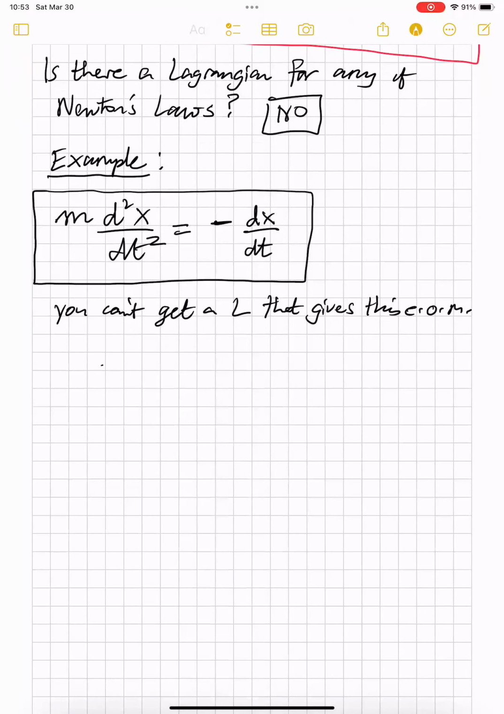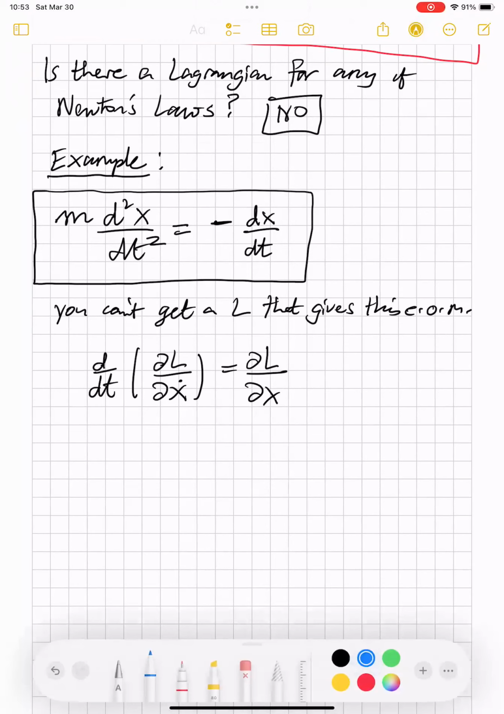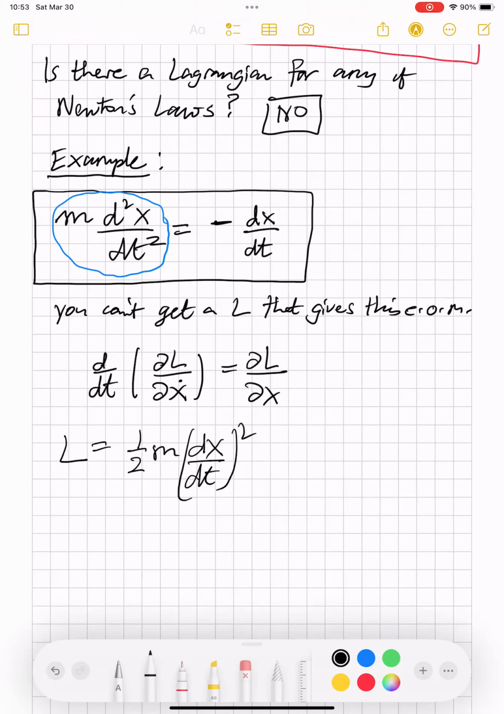Now, remember the Euler-Lagrange equations? d/dt of ∂L/∂x-dot is equal to ∂L/∂x. Let's try to invent a nice Lagrangian. Well, for this term over here, it's obvious what I should do. So L is equal to 1/2 m (dx/dt) squared. Okay, I know that this term in the Lagrangian is going to give me the correct left-hand side for Newton's laws. Now, what about this term over here, the friction term?